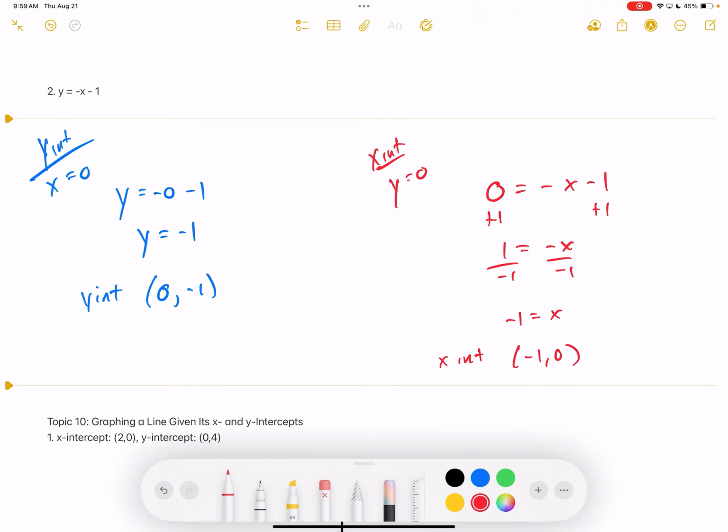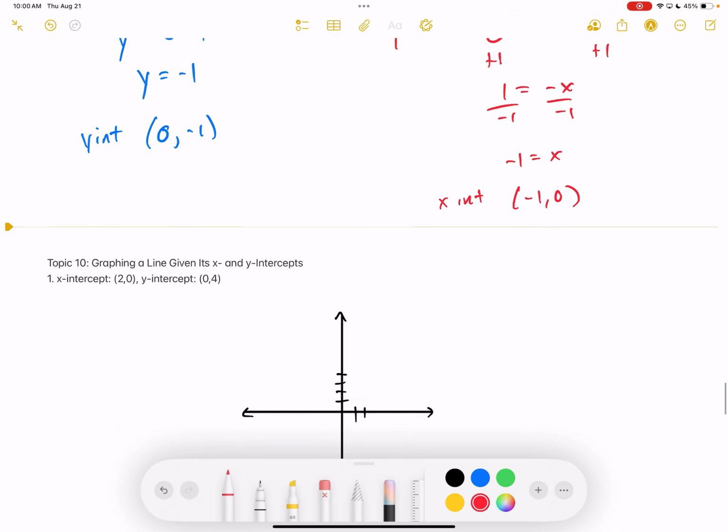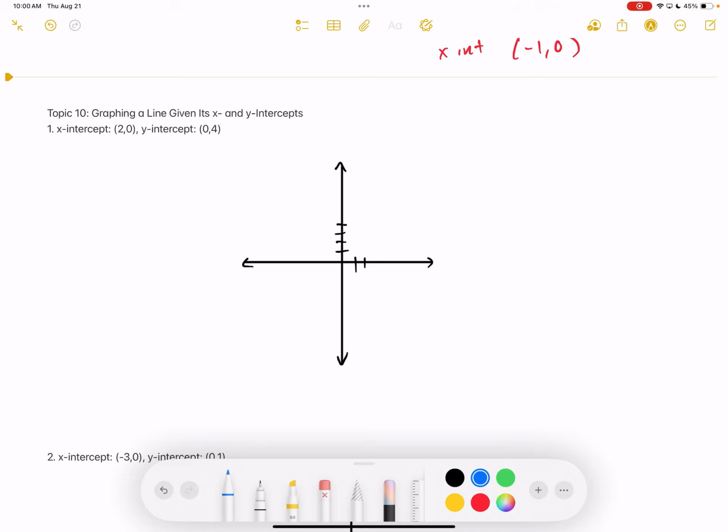All right, the next topic is graphing a line, just given its x and y intercepts. Like I said earlier, you need 2 points to graph a line. If you have 2 points, then you can connect a line through them. So on this one, it's super easy. Your x-intercept is (2, 0), and your y-intercept is (0, 4). So that's where it crosses the x-axis and where it crosses the y-axis, and then I can graph my line.